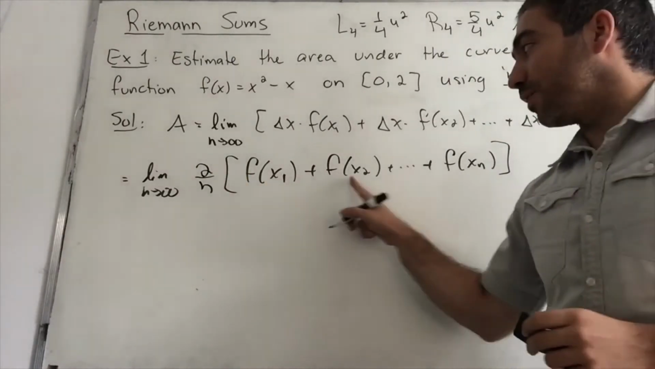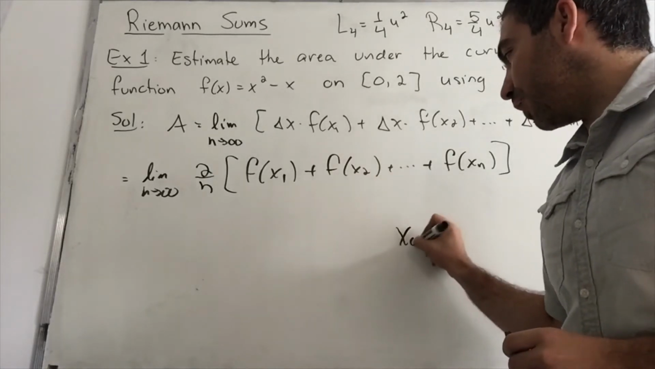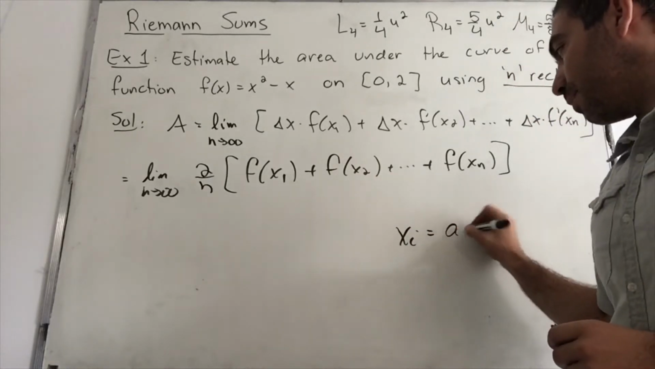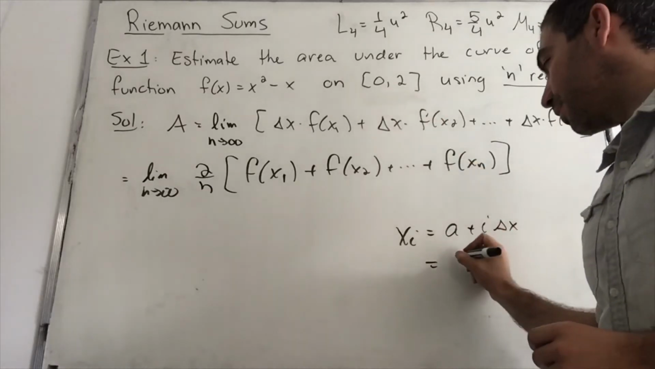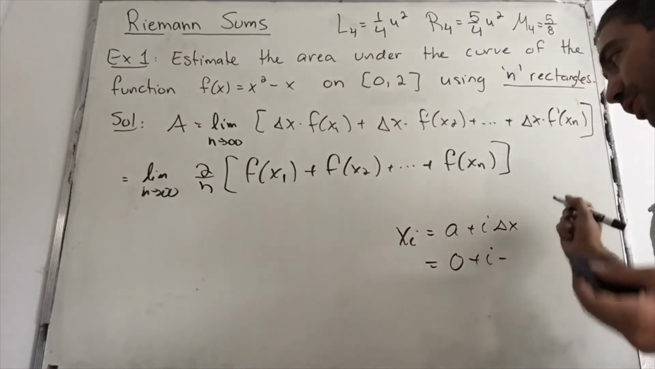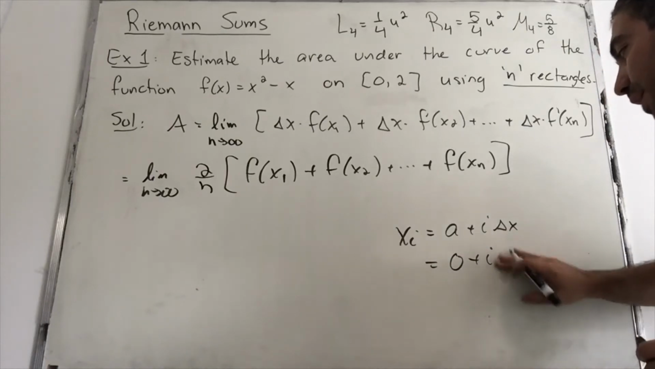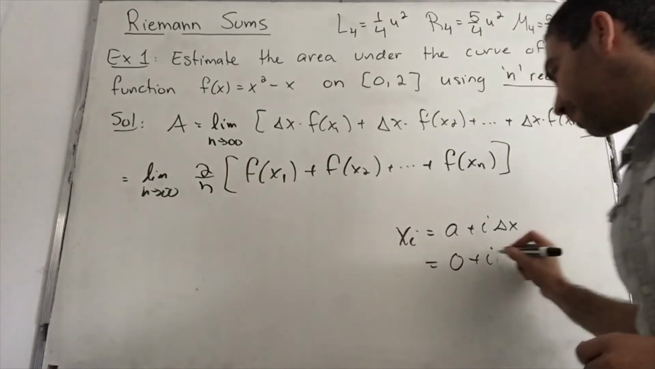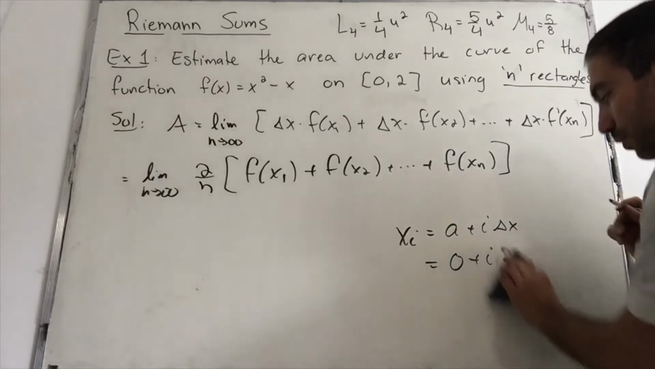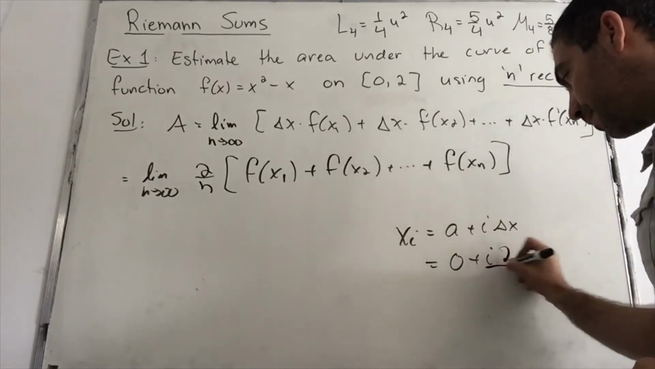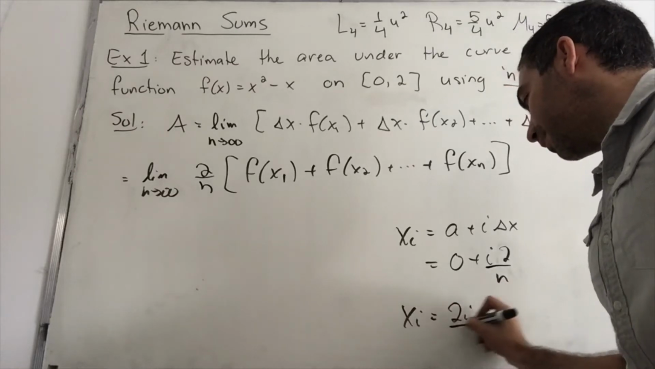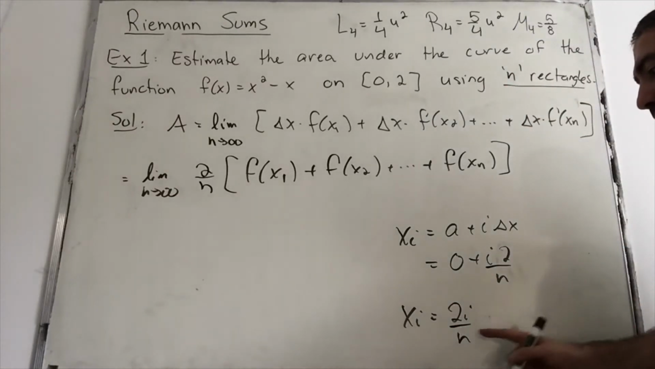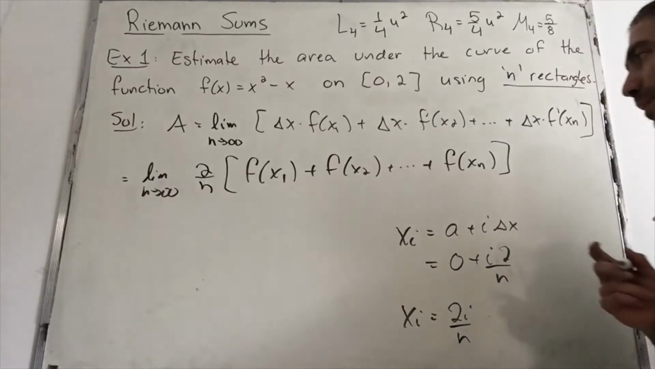Let's go ahead and find the values of x. What's the value of x? Well, each xi is a plus i delta x. A, we said the starting point is 0. i is just the index. We have to keep it for now. And delta x, we said, was 2 over n. Oops, not 2 times n, 2 divided by n. This means that xi is equal to 2i over n. Okay. So that's each one over here.